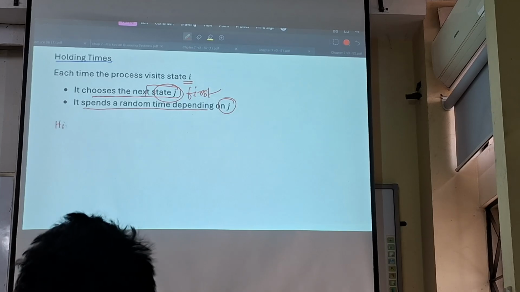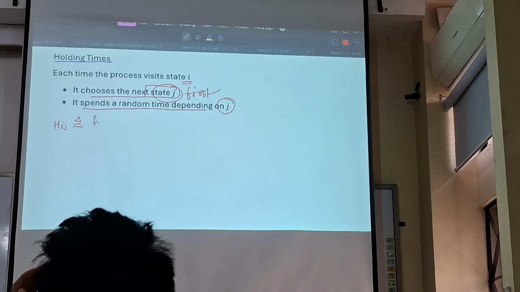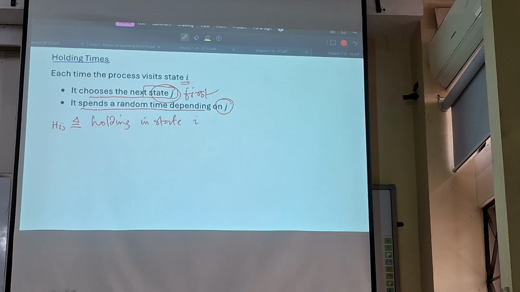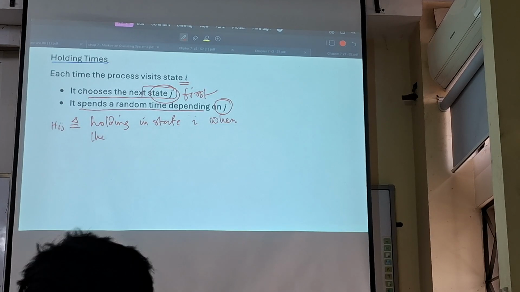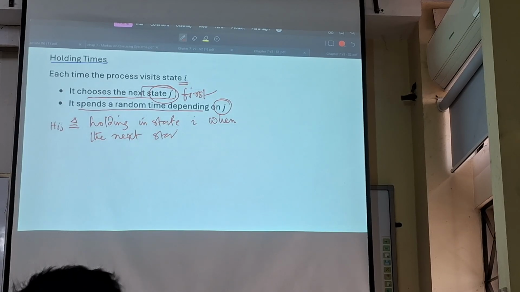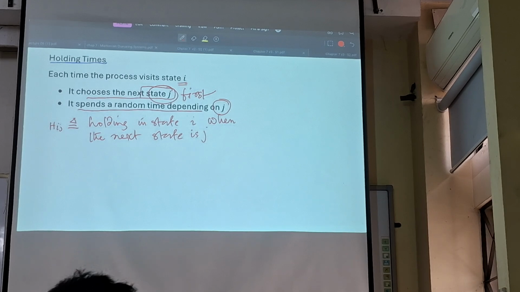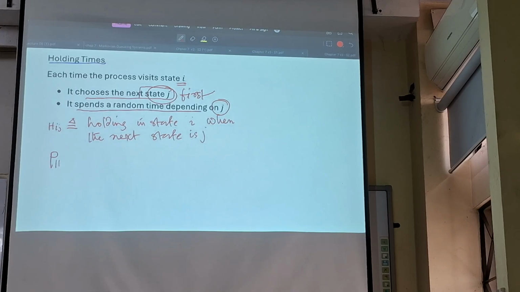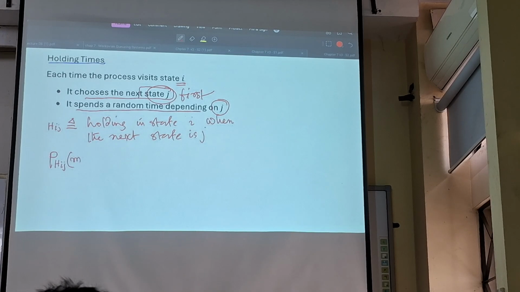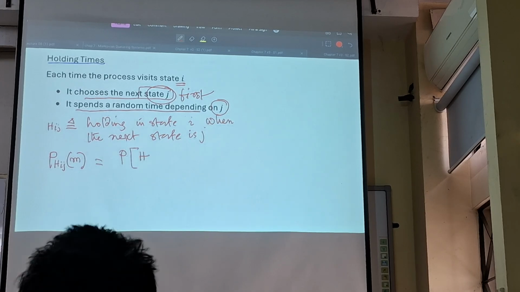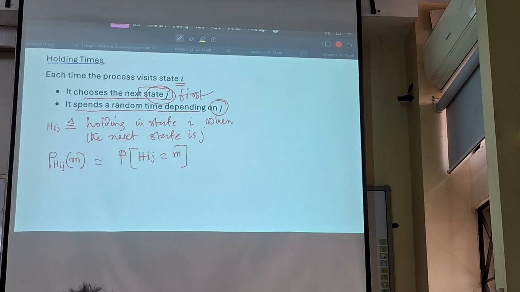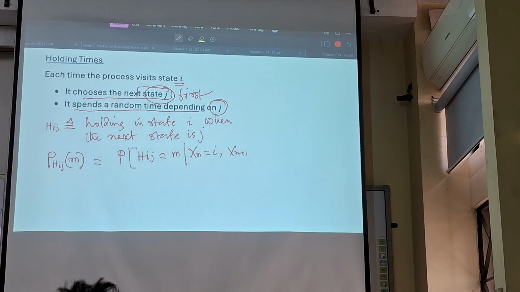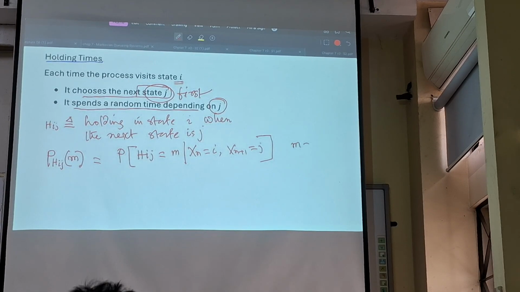So we have two holding times. One is H_ij, the holding time in state I when the next state is already known, and the distribution of this one, H_ij with values m, will be the probability that H_ij is equal to m, given that X_n is equal to I and X_{n+1} is equal to J, and so on.